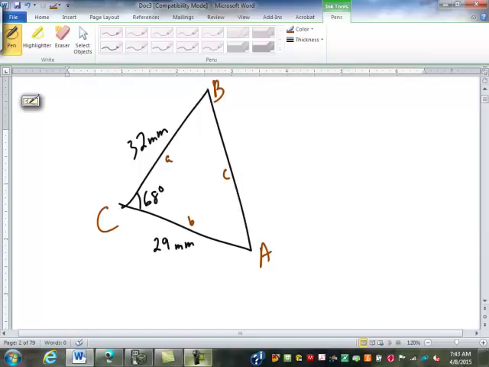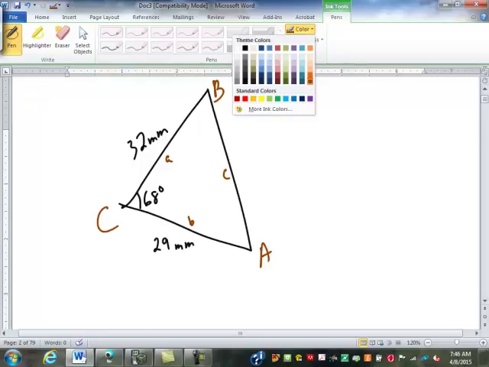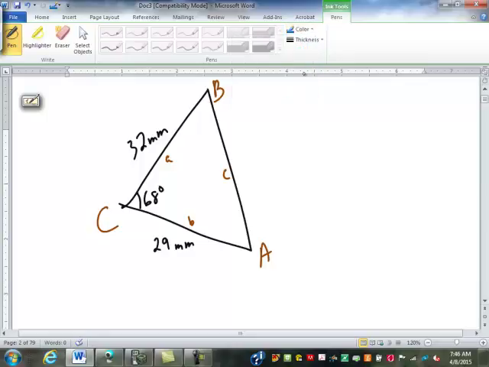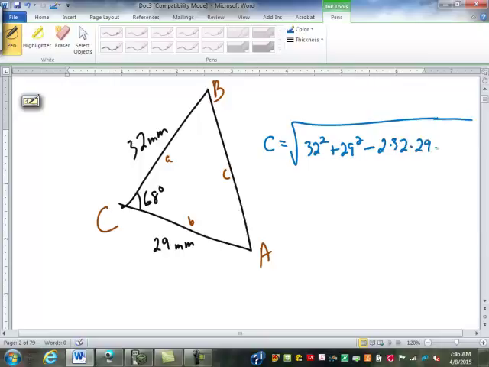There you go. Solve the triangle. Find the missing piece. The key to starting this one, of course, is we do not have an angle opposite a side. We have two sides, but we have the angle that's in between them, which means law of sines does not work. We are resorting to the law of cosines. So then it's the square root of 32 squared plus 29 squared, minus 2 times 32 times the cosine of 68 degrees.